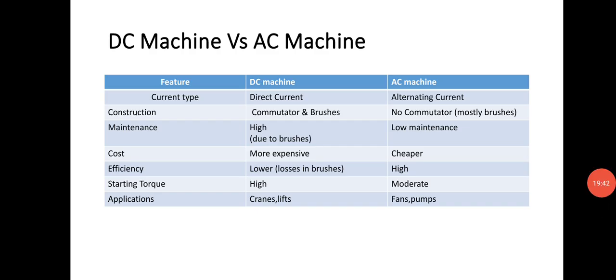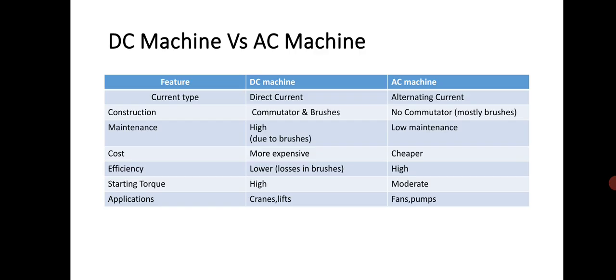Next we see about the AC and DC machine. Okay, the difference between AC and DC machine. So first we see the type of current. Which type of current is used in the DC machine and the AC machine? For a DC machine, direct current. What about the AC machine? Alternating current.